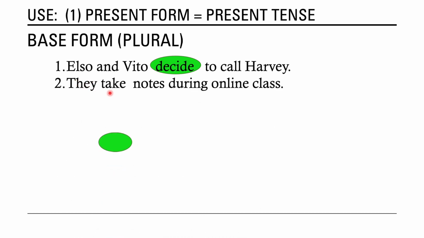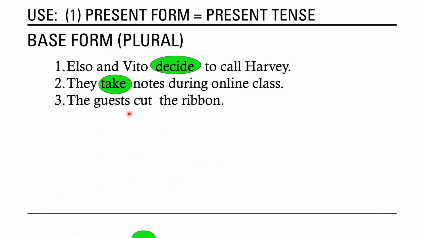They take notes during online class. So, they take. Take is the verb here. The guests cut the ribbon. Okay, cut. So, all of these verbs are in the base form and they are expressing present tense. The sentences express present tense.